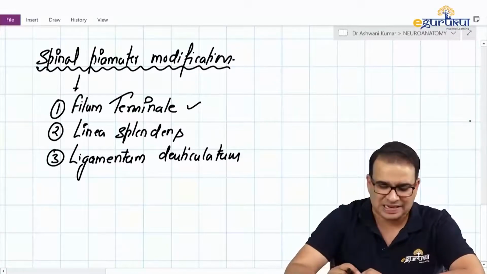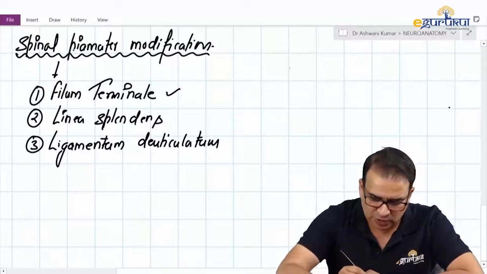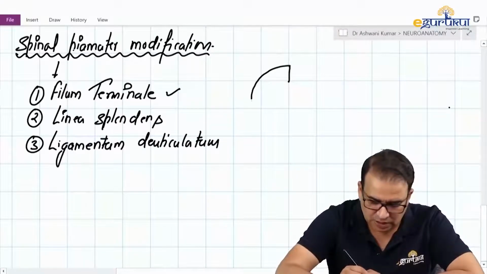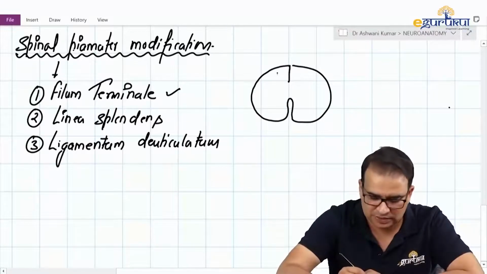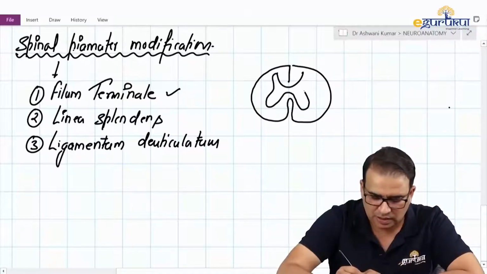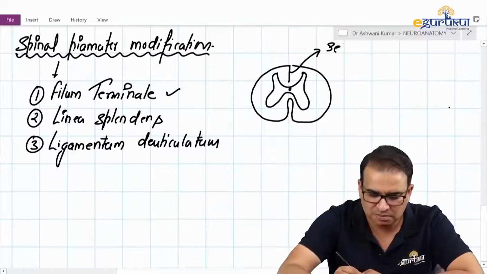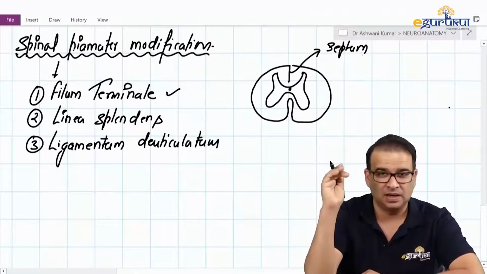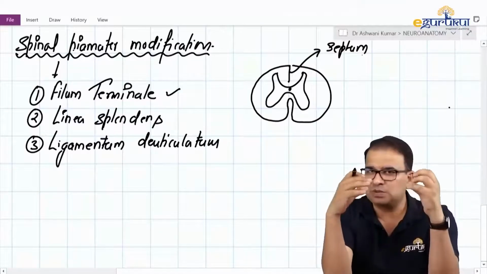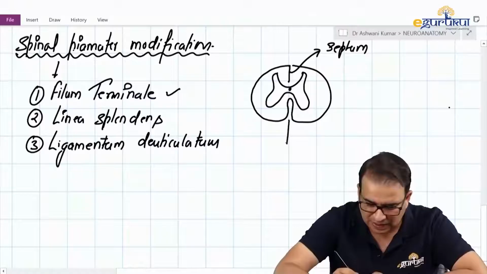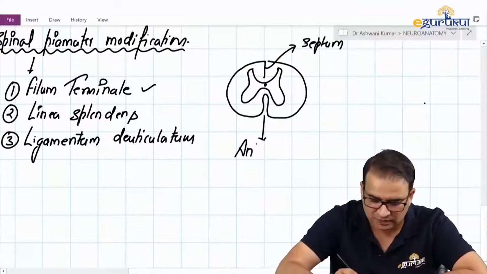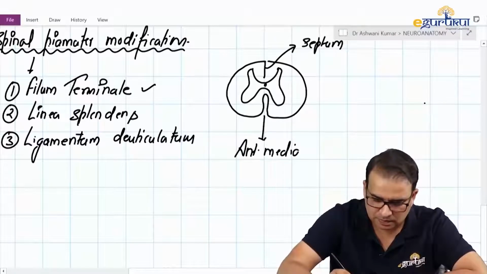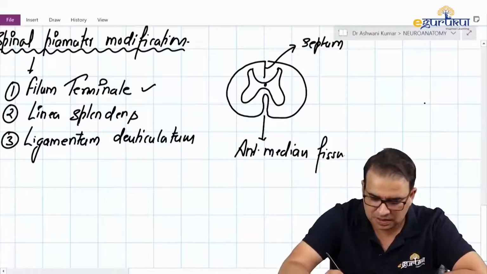We know about it. Now coming to what is linea splendens, guys. You must have noticed, when you look at the spinal cord in the transverse section, let's say this is the gray matter and white matter, you already know that. On the posterior part of the spinal cord, we do have a septum. We simply call it the posterior median septum. There is no space on the dorsal aspect, so we simply call it septum. But anteriorly, there is a space in the spinal cord, and that's why it is called a fissure. We call it the anterior median fissure.